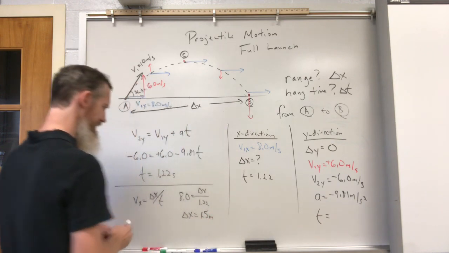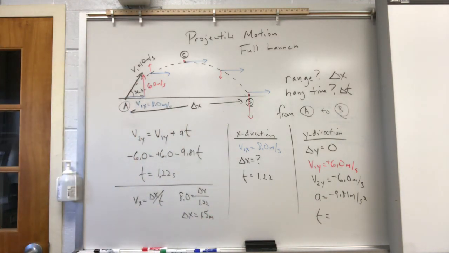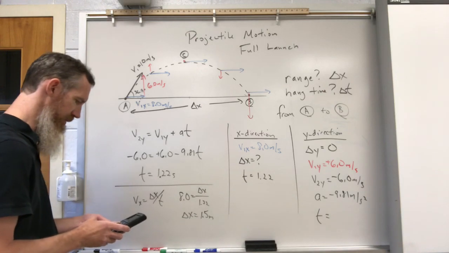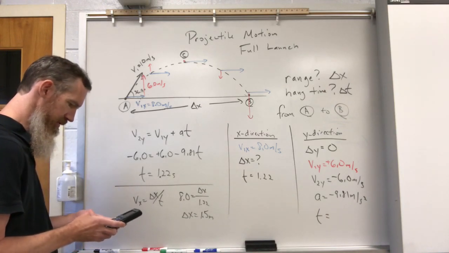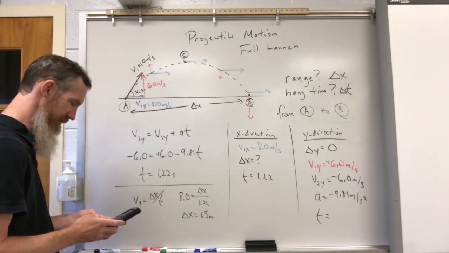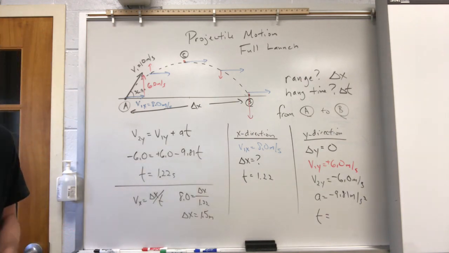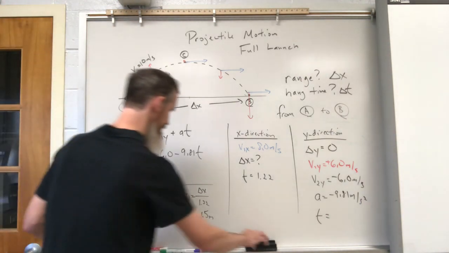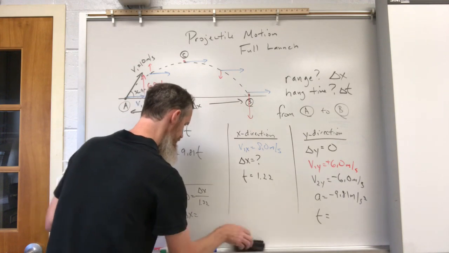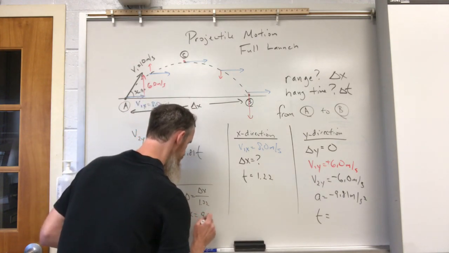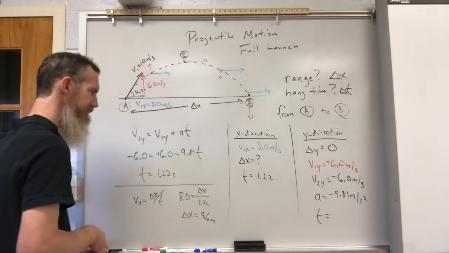No, that's not right. That's not right at all. That is a mistake in my calculator. Hold on. So 1.22 times 8. 9.76 meters. All right. So I'm going to take a little break after this, and we're going to go into another part of the problem. I'm going to clean this up, and we'll keep this going.